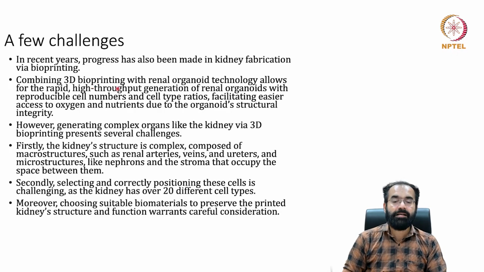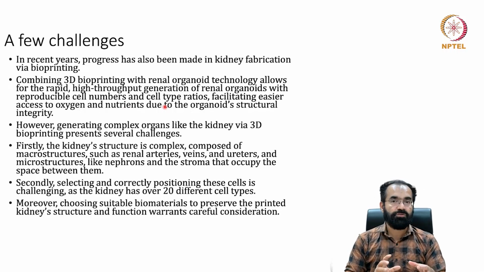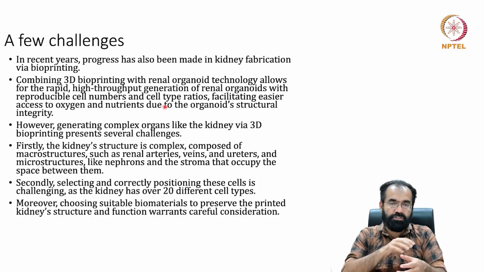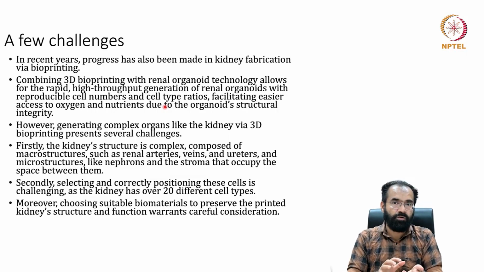So combining 3D bioprinting with renal organoid technology allows for the rapid, high-throughput generation of renal organoids with reproducible cell numbers and cell type ratios. That means the printing allows you to say this cell should be here and this one there, because you are already making a 3D scan of the organ and you are printing precisely, just like you are making a color print.